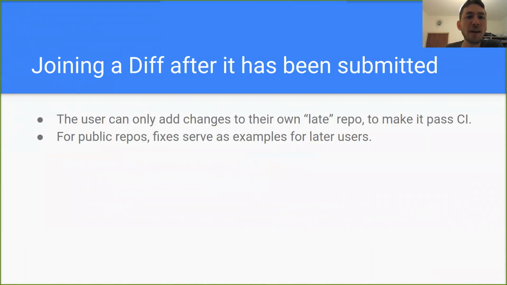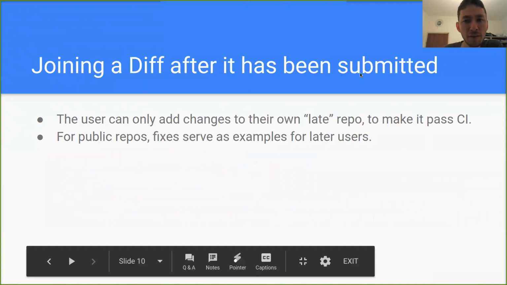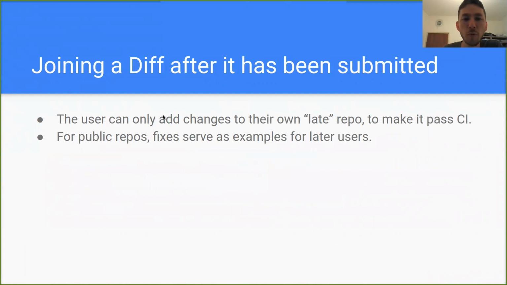Okay, now you can actually join a diff after it's been submitted. So you can be like a late repo. Let's say your repo is a public repo or a private repo, and you want to join the diff, but it's already submitted. So you can actually add your changes to this multi-repo diff, even after it's been submitted. You won't be able to change anything that's submitted, but you can add your changes. And this is to help other people see examples of what would need to be fixed.